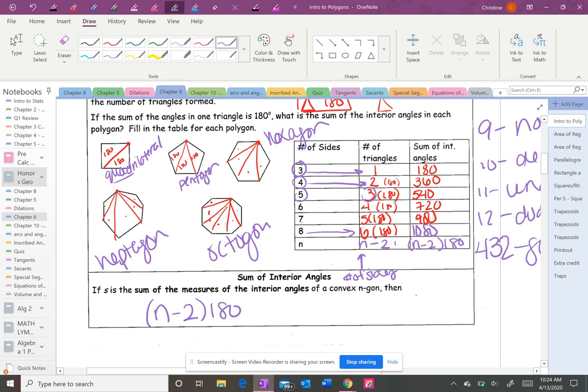So let's say we had a decagon. The number of triangles that exist is 8. And then 8 times 180 is 1440.